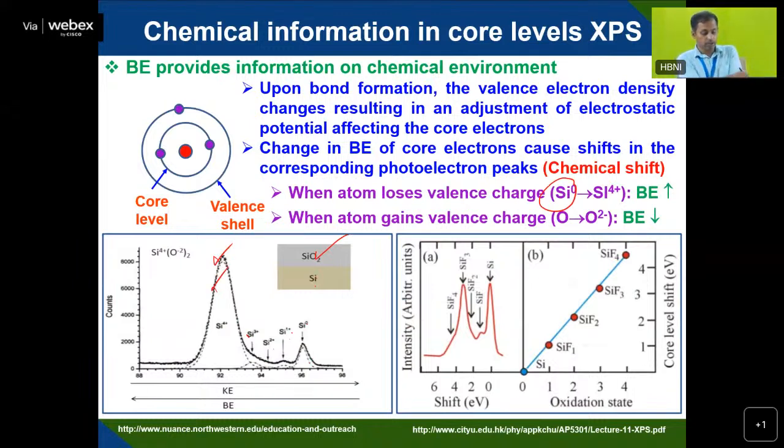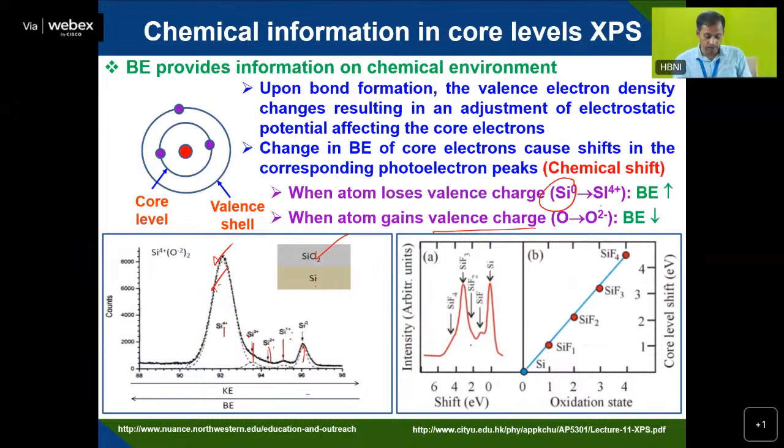If you see here the binding energy, when the atom loses valency charges, from Si0 to Si4, the binding energy shifts. You can see here Si0 metal is here, then +1, +2, +3, and +4. So when the atom loses valency charge, the binding energy will increase. When the atom gains valency charge, going from +3 back toward 0, the binding energy will decrease.